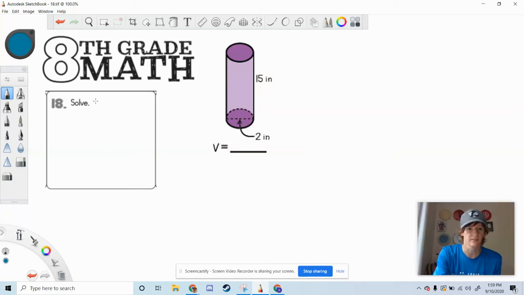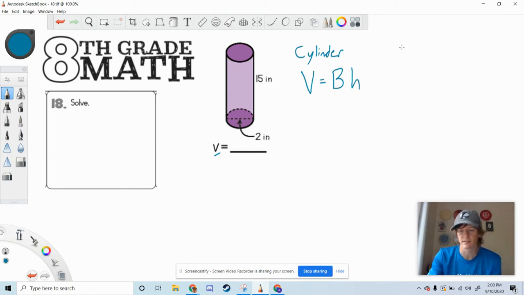Number 18, solve. We have a cylinder, and it's wanting us to find the volume. Volume of a cylinder is its base times its height. It's the same thing as a cube, as any kind of prism.